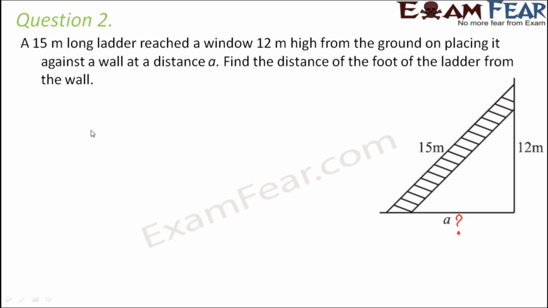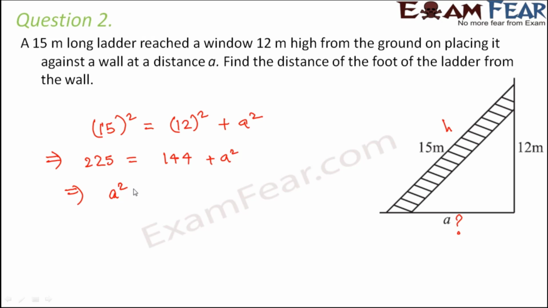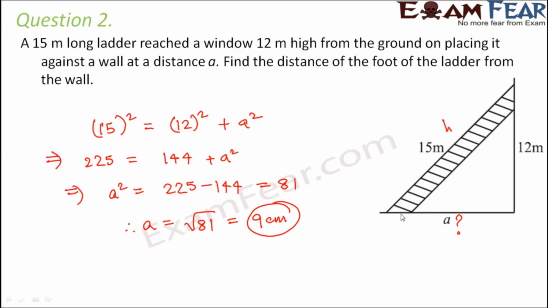So again we'll use Pythagoras theorem. So hypotenuse square. So here which is the hypotenuse? This ladder is the hypotenuse. Therefore 15 square is equal to 12 square plus A square. So 15 into 15 is 225 is equal to 12 into 12 is 144 plus A square. Or we can say that A square is equal to 225 minus 144. So this is 81. Therefore, A is equal to root over 81, which is equal to 9 centimeters. Therefore, the distance of the foot of the ladder from the wall is 9 centimeters.